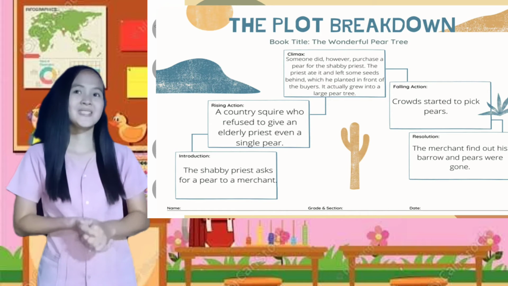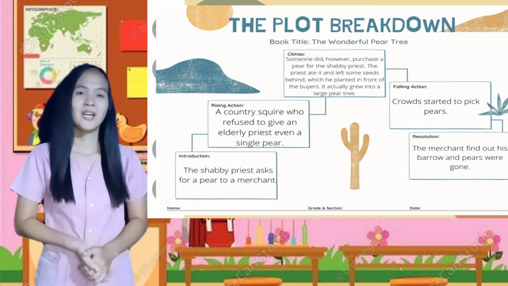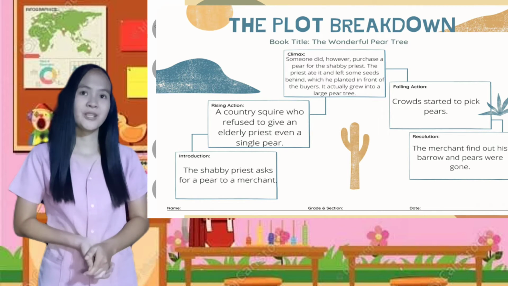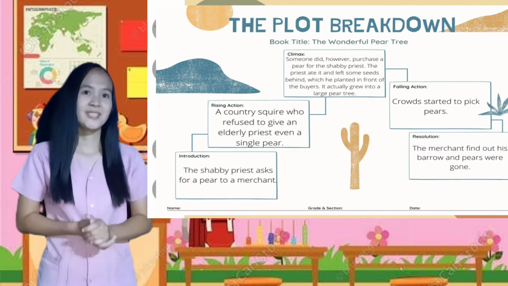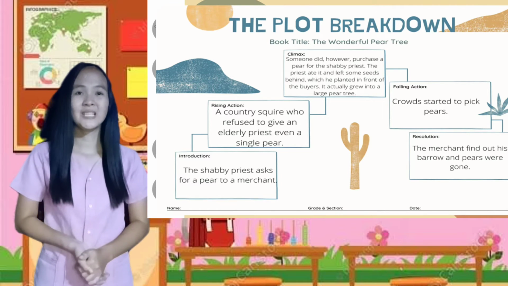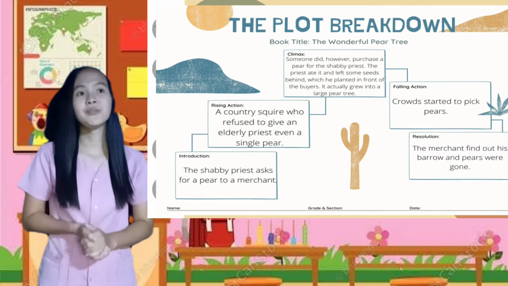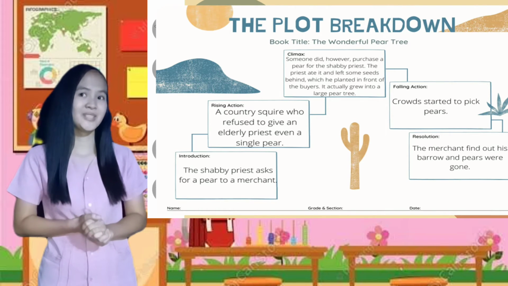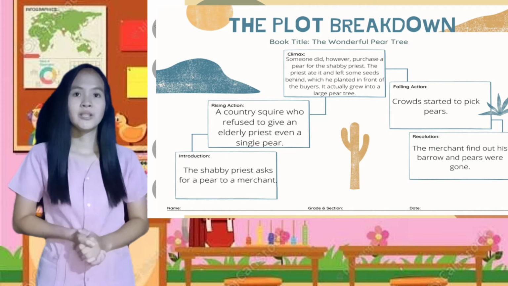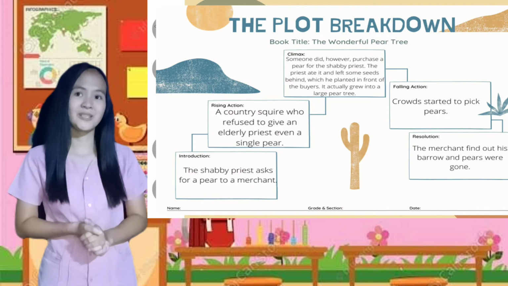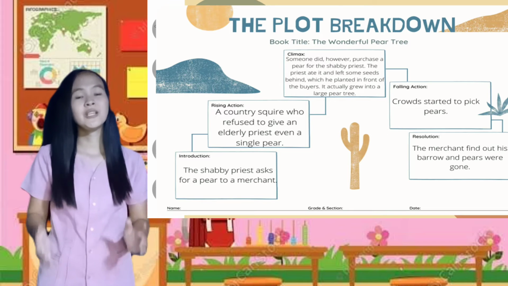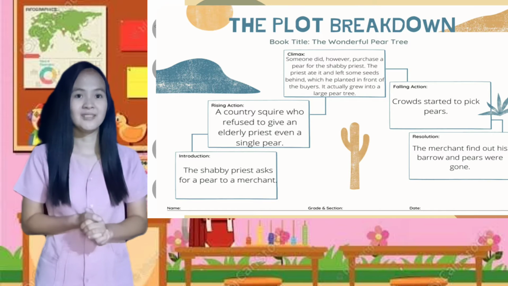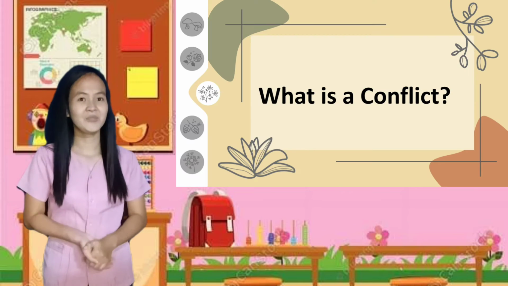The climax of the story: someone did, however, purchase a pear for the shabby priest. The priest ate it and left some seeds behind, which he planted in front of the buyers. It actually grew into a large pear tree. For the falling action, crowds started to pick pears, and for the resolution, the merchant found out his barrow and pears were gone. Now, what is conflict?